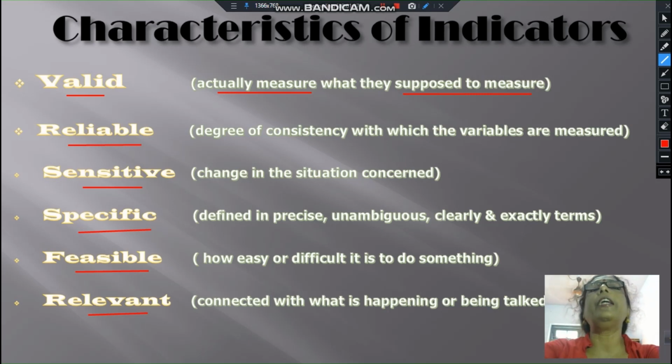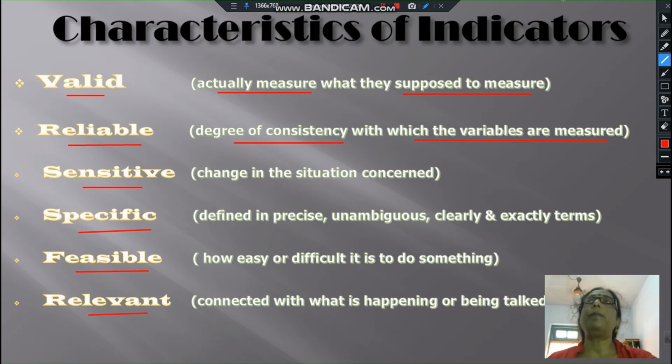Next, reliable. Reliable means the degree of consistency with which the variables are measured. Reliability refers to the consistency of a measure. The answer or the result should be the same if measured by different people in similar circumstances. Consistently measurable over time in the same way by different observers.